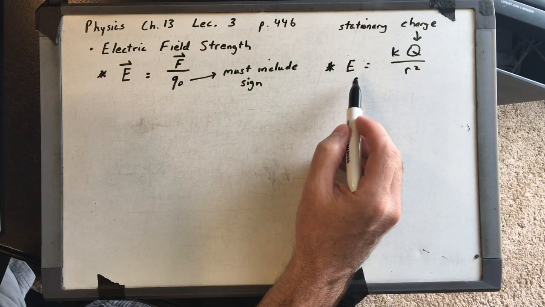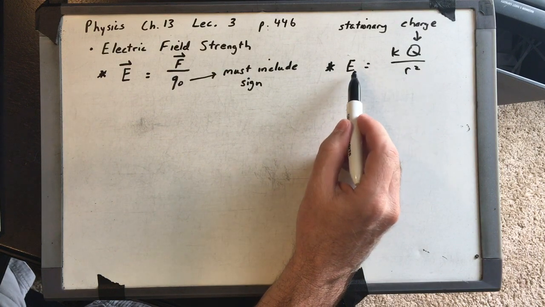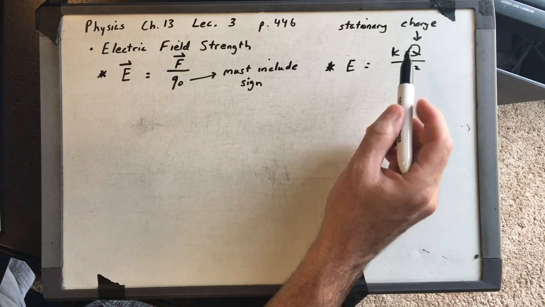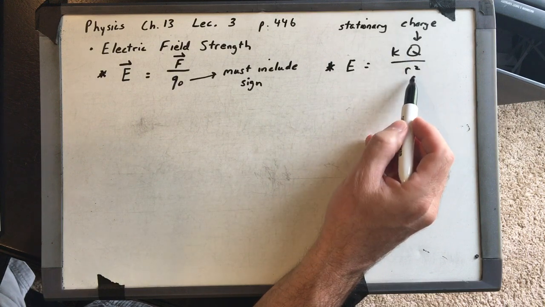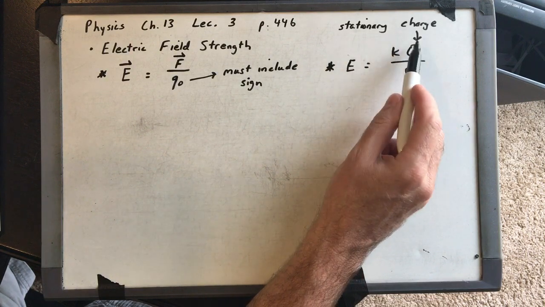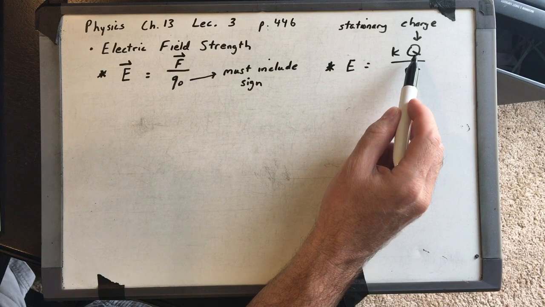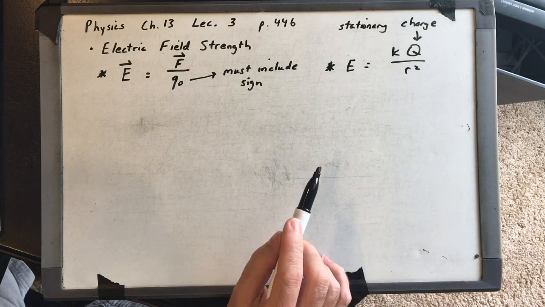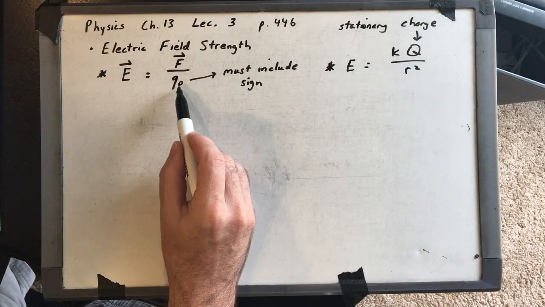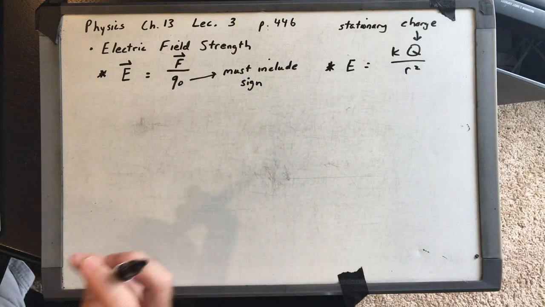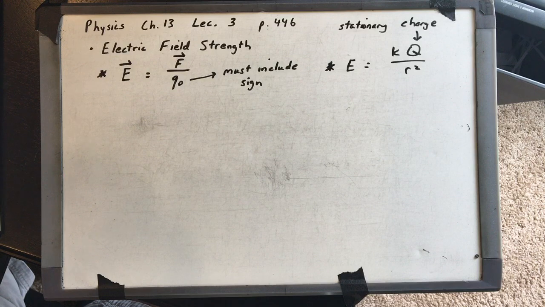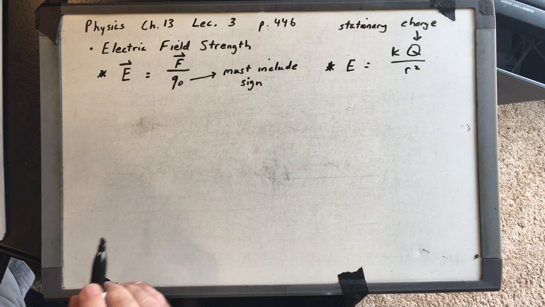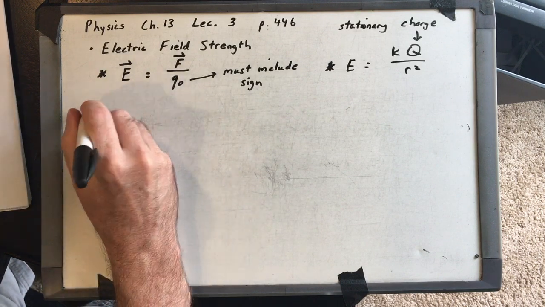And electric field, okay, so this is non-vector, is K times big Q over R squared. Big Q is the stationary charge, all right? The charge is fixed, and that's how we differentiate between a fixed charge and a charge that's allowed to move, little q, and we'll do that a lot in chapter 14. So let's look at on your own 13.8.